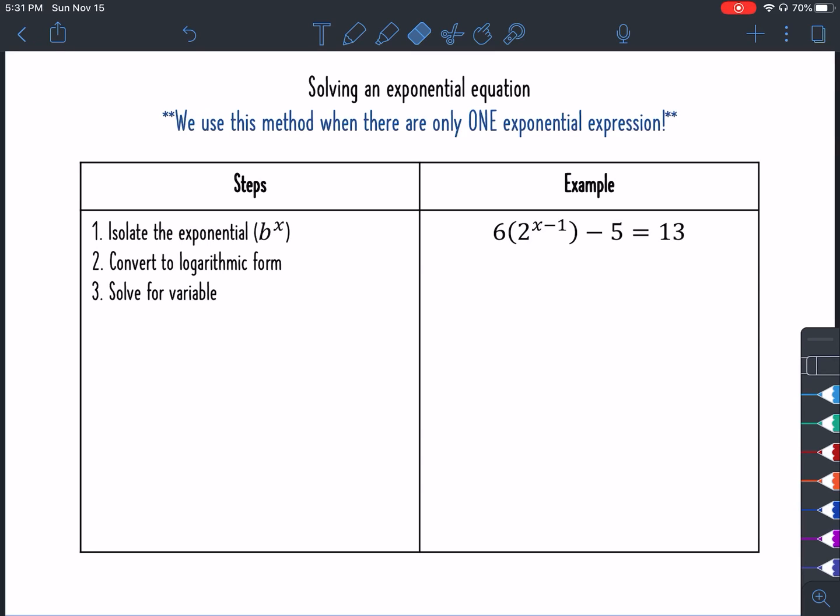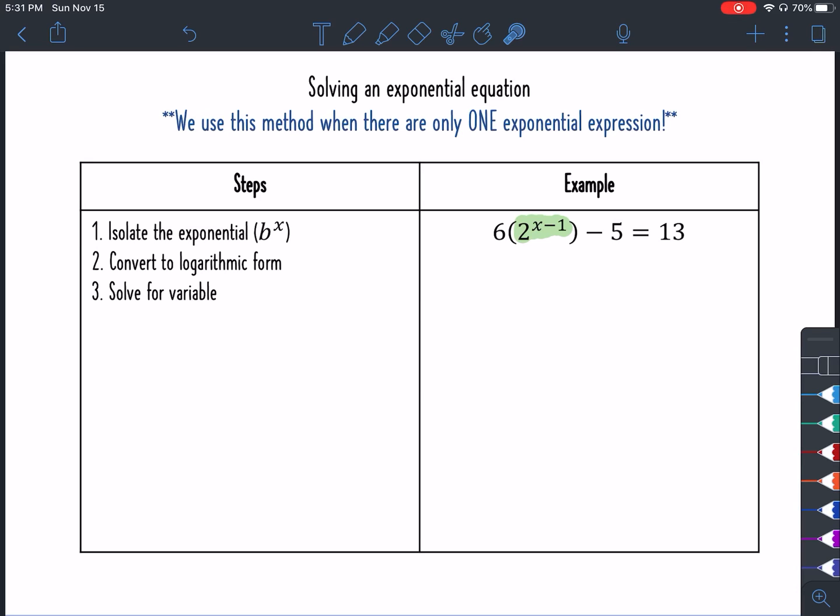This one is set up for when we have one exponential expression. Inside of our example, we have 2 to the x minus 1. That is our exponential expression. So here are the steps we're going to follow. For those of you who are already in my class, you have seen this when we were solving for intercepts in the last unit. We were doing this, you just didn't realize you were solving.